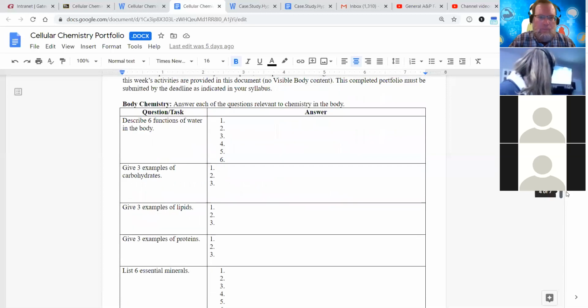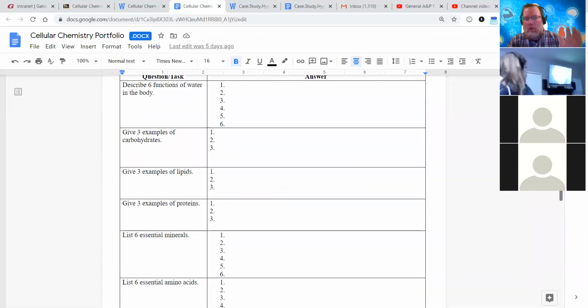And then the next section, straightforward, you have your 6 functions of water in your slides from Tuesday, as well as in your outline. 3 examples of carbs, lipids, and proteins. Again, you can either give me examples of types of foods that are related to this. You can do both. You can give me foods and give me the sciencey macromolecule. You could say glucose, fructose, galactose, or lactose. You give me those words.